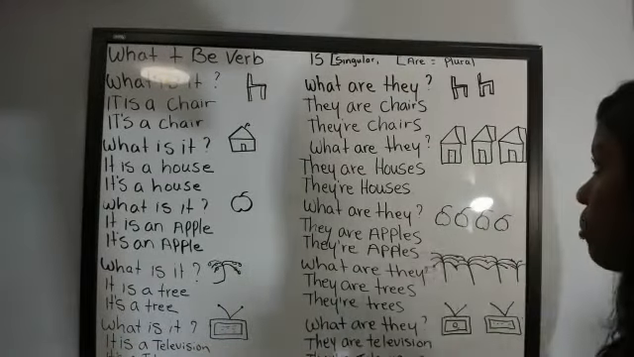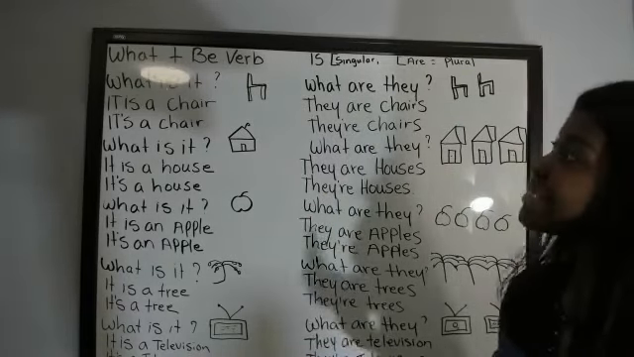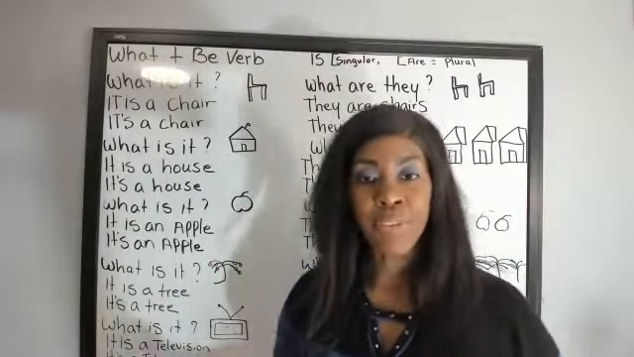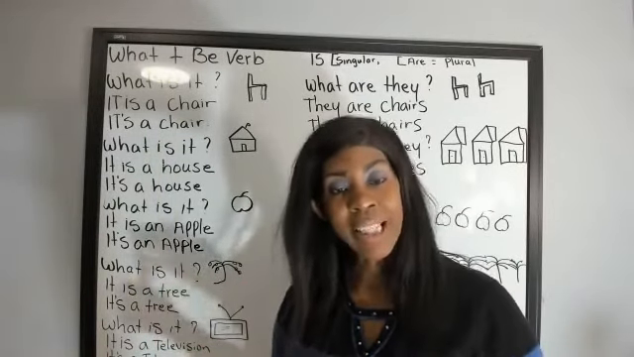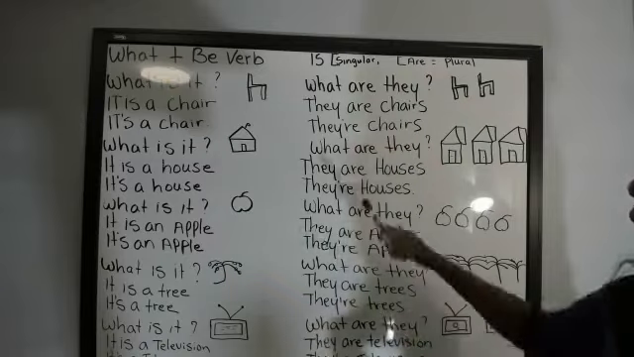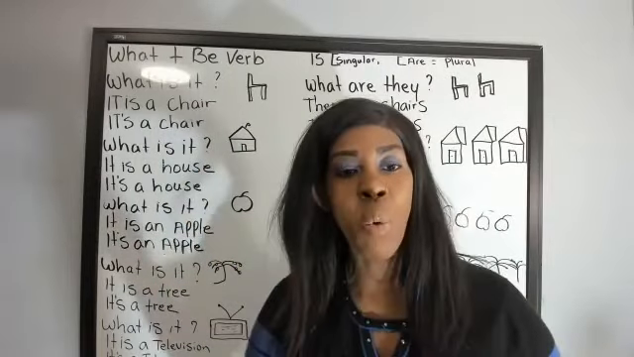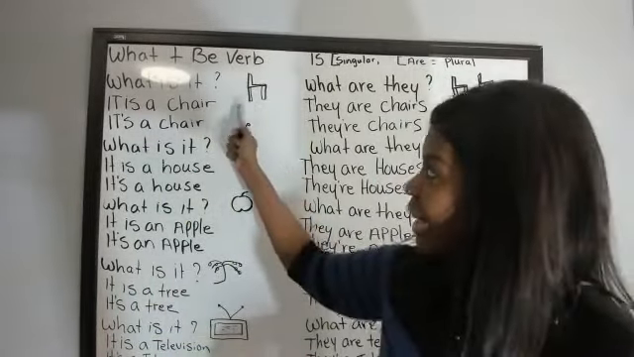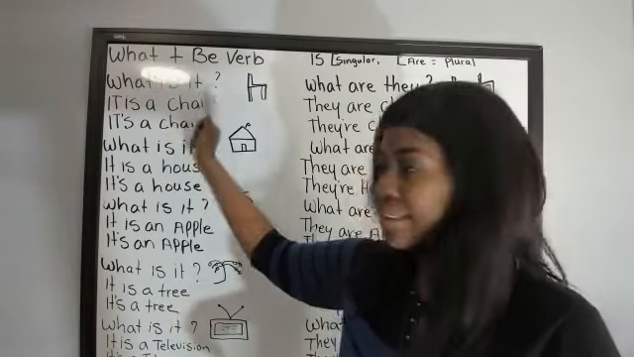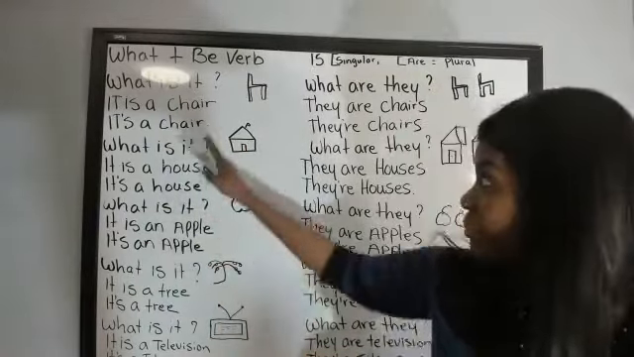So now, we're gonna do the plural side, all right? When we are using the word what with the be verb, we have to use it with are. Is for singular, one. Are is for two or more, all right? So, what are they? Look over here. I had what is it? Now, we were talking about one thing, which was the chair. It is a chair. All right? So that is why we have over here, what is it? Over there, we don't have it. We have more than one right here.